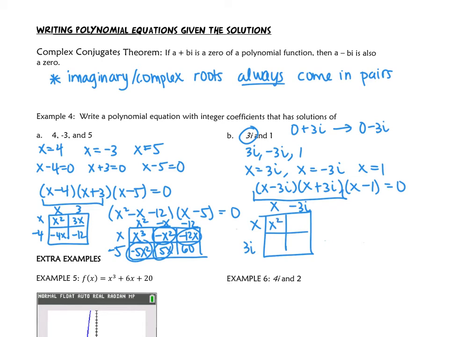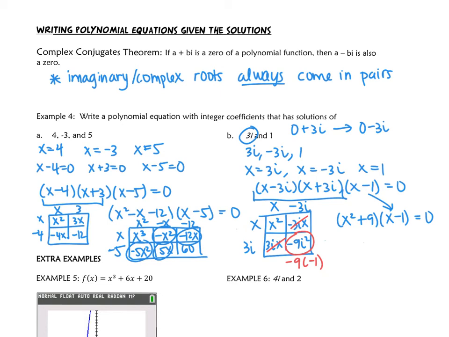So we have x squared, negative 3ix, positive 3ix, and negative 9i squared. Now look, what's really nice, these cancel. Here, remember that i squared is negative 1. So that's really negative 9 times negative 1, which is 9. So we get x squared plus 9. Bringing down our other factor. Okay, and then we need to multiply this out.